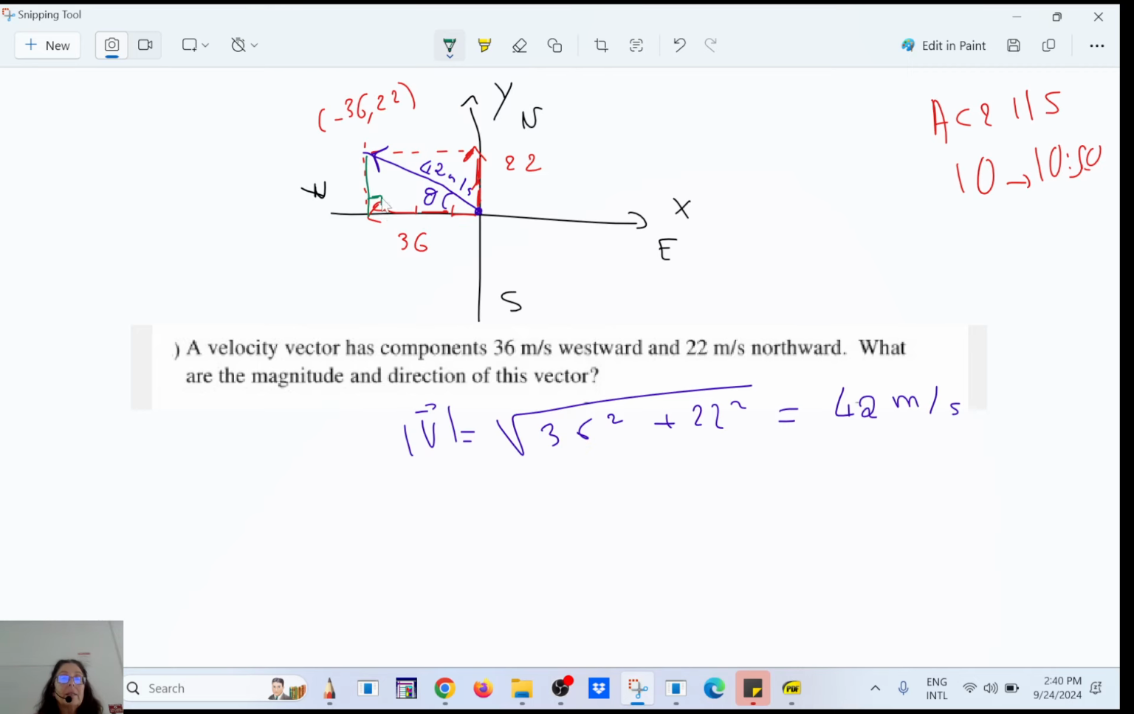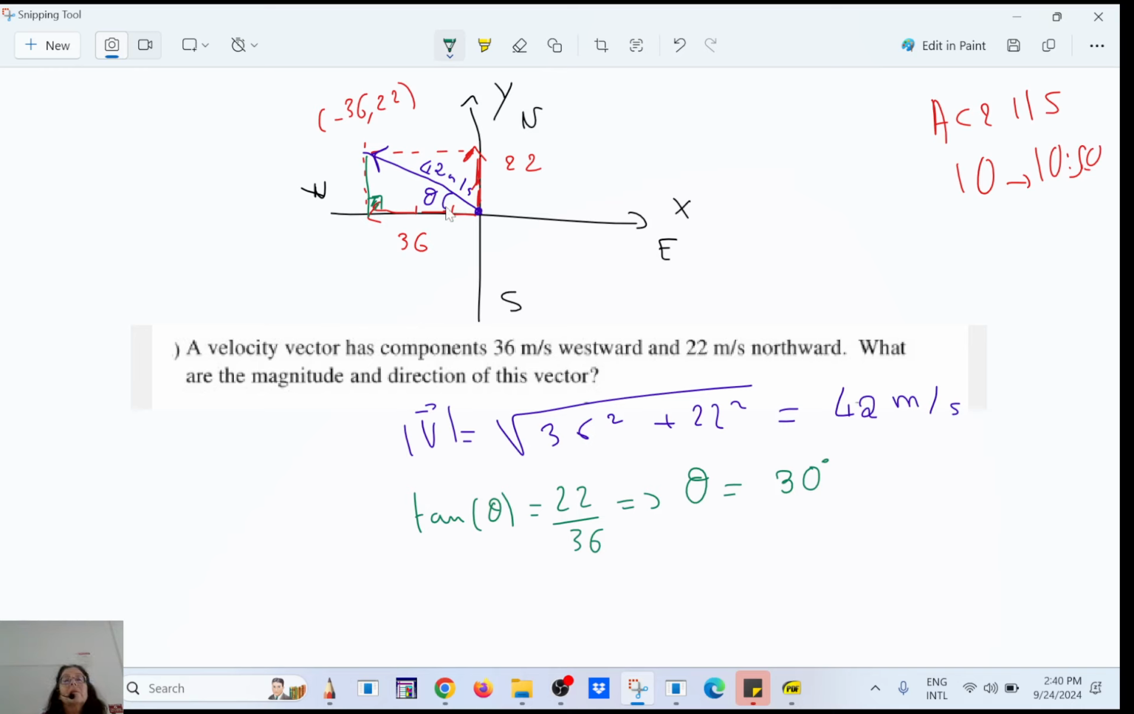So you have a right angle triangle. So tan is going to be what? Opposite over adjacent, right? 22 over 36. So the angle is 31. Do you all agree? I'm going to make it like 30 degrees, but it is 31. Okay?